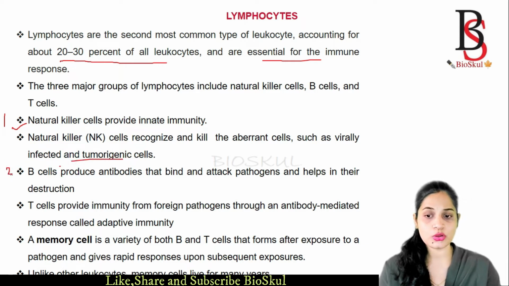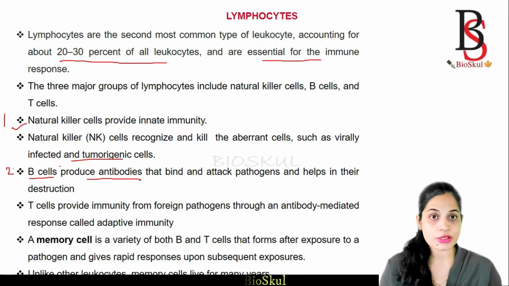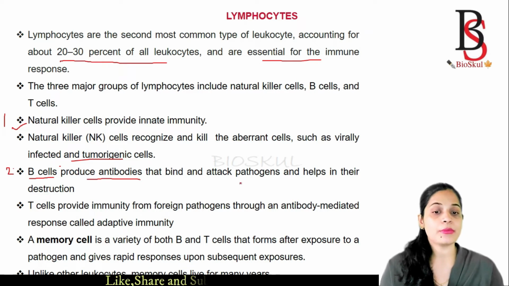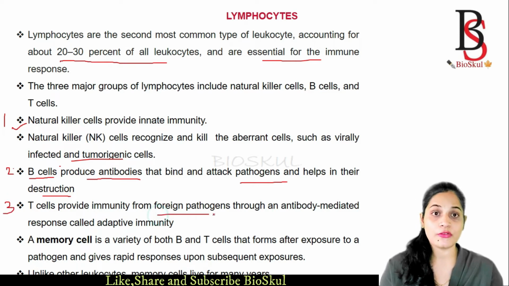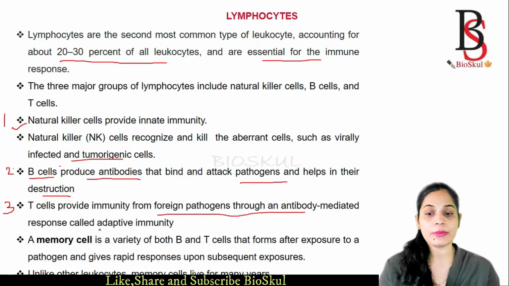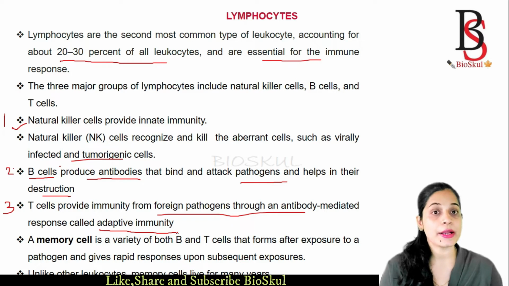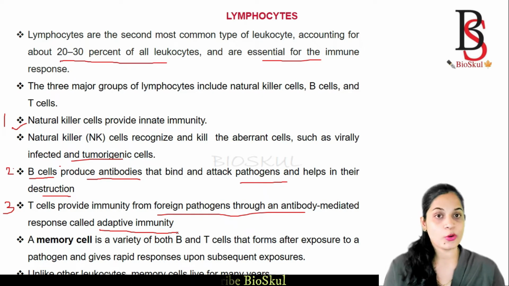The next type of lymphocyte is the B lymphocyte, or bone marrow lymphocyte. It produces antibodies from plasma cells, and that antibody attacks the pathogen and helps in its destruction. The third type is the T lymphocyte, which provides immunity against foreign pathogens through a cell-mediated response called adaptive immunity. Adaptive immunity means the immunity which is acquired later in our life. We will discuss innate immunity and adaptive immunity in detail in the immunology chapter.